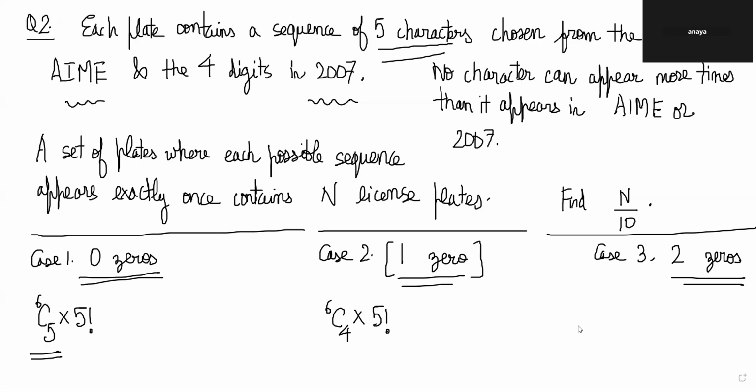Okay, and then for case 3 with 2 zeros, you would have 6 choose 3, and then that multiplied by 5 factorial, but then also divided by 2.